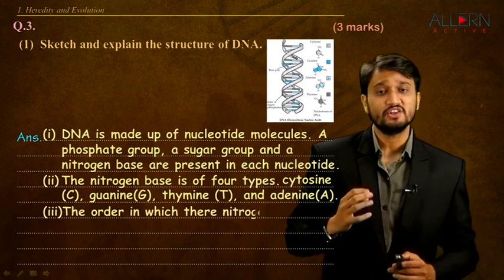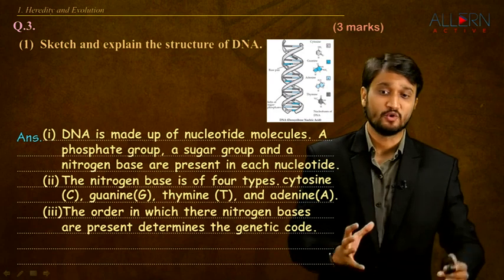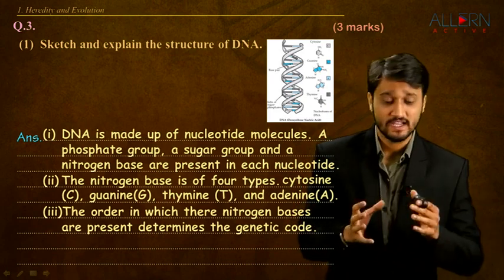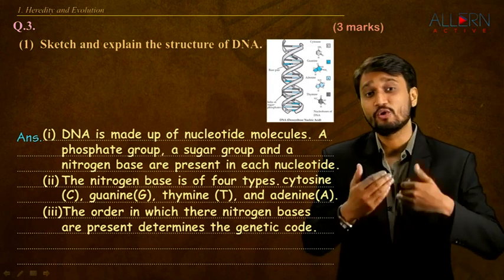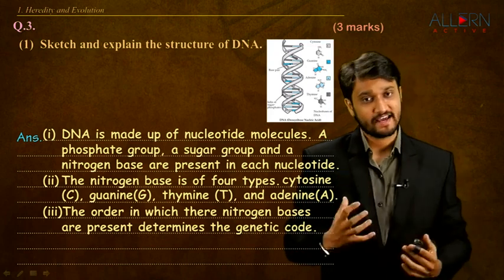Then we mention the order in which these nucleotides are arranged. That determines our genetic code, and in the further points we will see that this genetic code needs to code for something. It codes for proteins which control our biological characters.